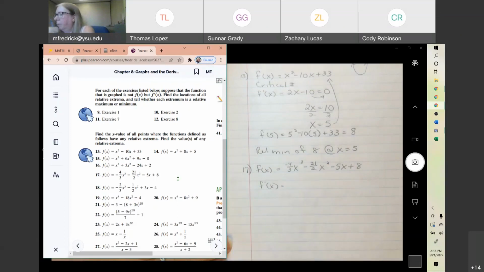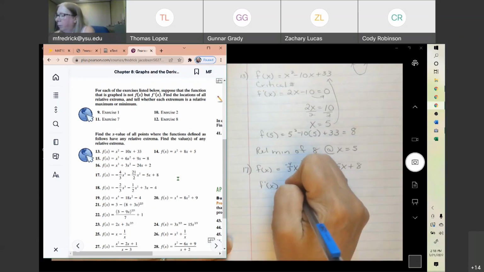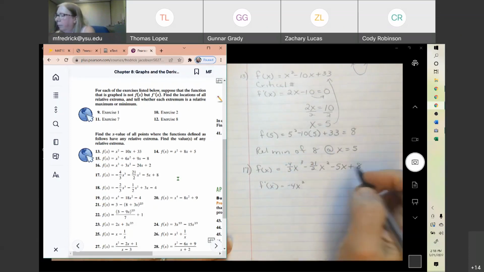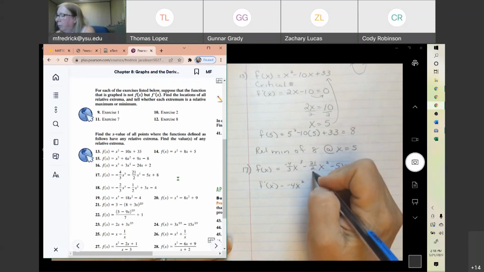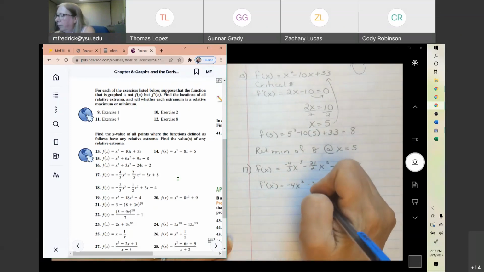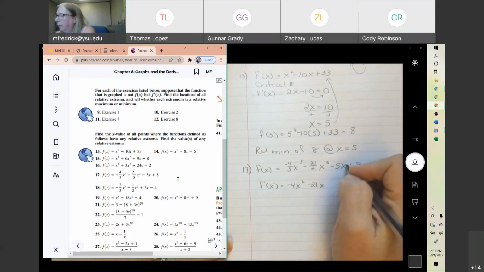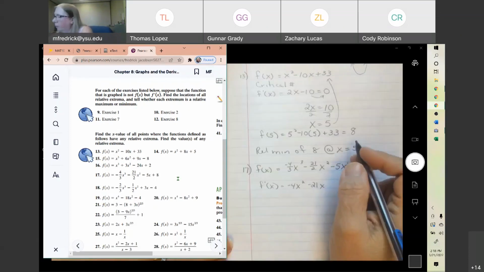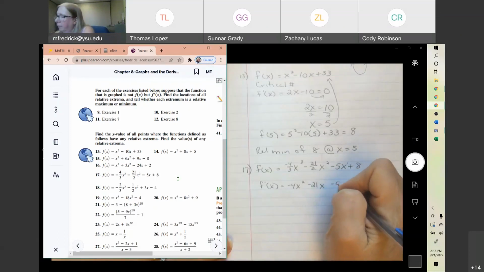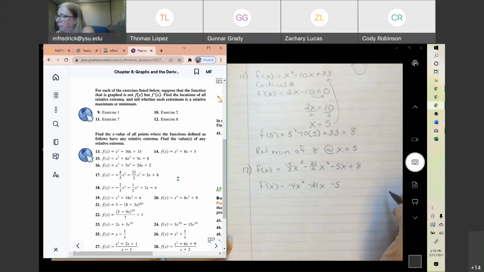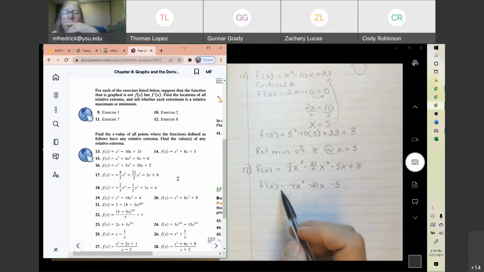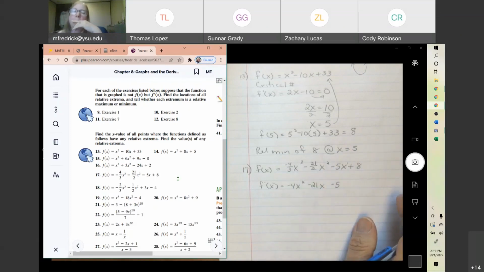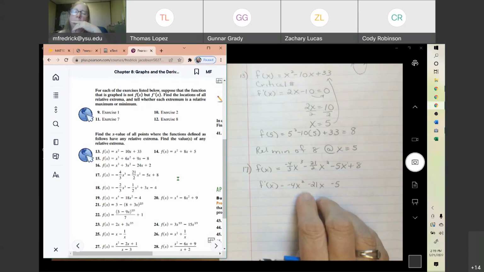3 times negative 4/3 is a negative 4x squared. 2 times negative 21 over 2 is a negative 21x. And then the 1 is a negative 5. I thought it came out nice. Oh no, okay. No, this is factorable.